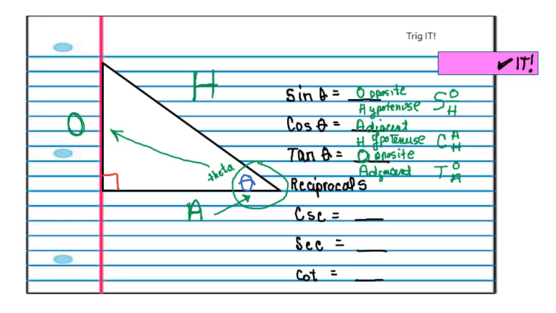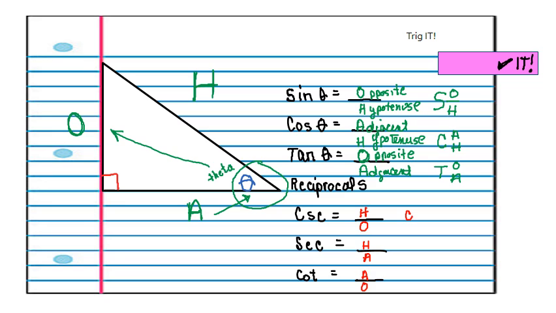Now the reciprocals, the other 6, would be just what it says, the reciprocal. Cosecant is the reciprocal of sine, so it'd be H over O. Secant is the reciprocal of cosine, which is H over A. And cotangent is the reciprocal of tangent, so it'd be A over O.